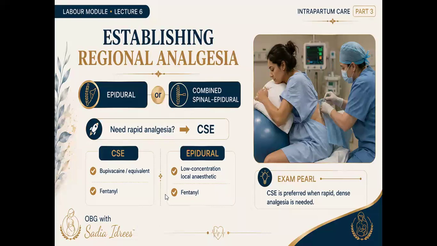For combined spinal epidural, the intrathecal component can use bupivacaine or an equivalent local anesthetic with fentanyl. For epidural analgesia, we use a low concentration local anesthetic with an opioid, such as fentanyl. The principle here is more important than memorizing drug names in isolation. If rapid onset is needed, think combined spinal epidural. For ongoing low-dose labor analgesia, think epidural approach. And remember that modern labor epidurals aim for good analgesia without producing an unnecessary dense motor block.